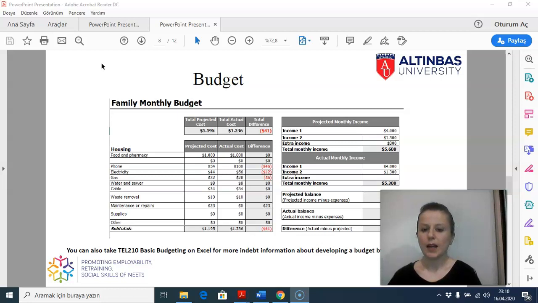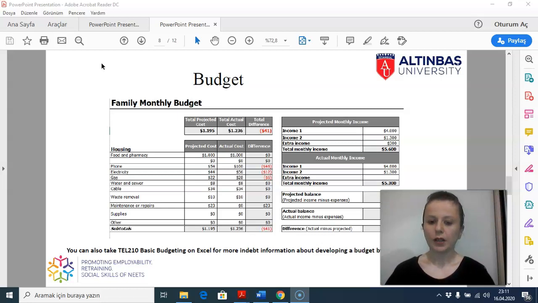Then on the right side, you see the projected monthly income, and at the bottom of it, you're going to see the actual monthly income. Even though this budget is perfectly fine in terms of income, the projected expenses did not come true. So there is some negative variance because the difference is negative. Therefore, we need to find out why we didn't precisely predict these expenses, so we need to work on it.